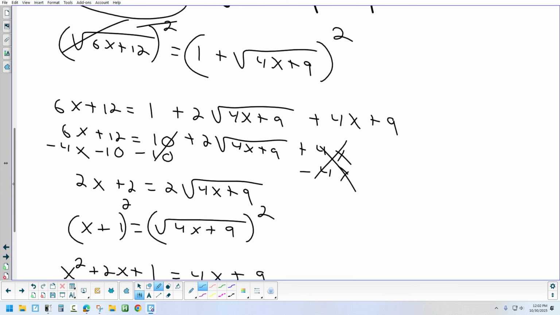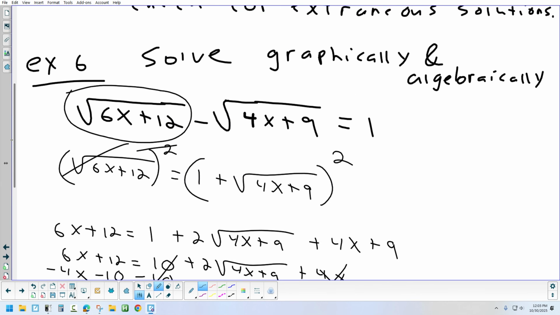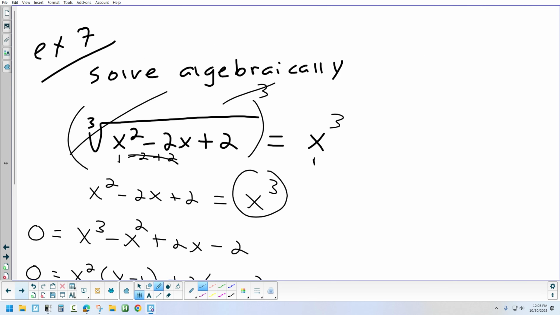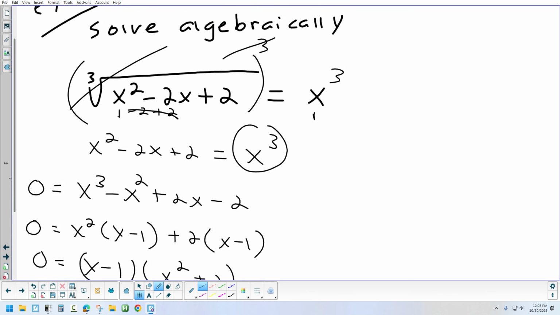Okay, so that's a complicated one. You have 2 roots, you got to do it twice. But I would expect more kind of like this, where you only have to do it once.